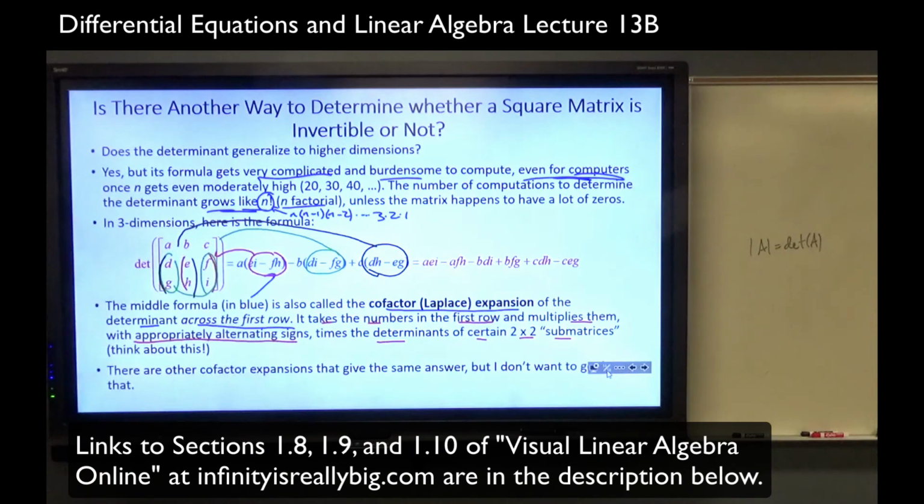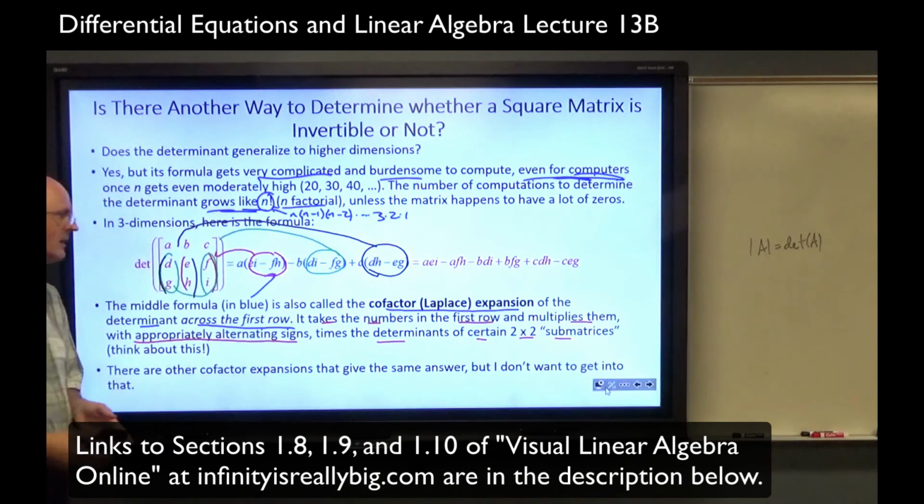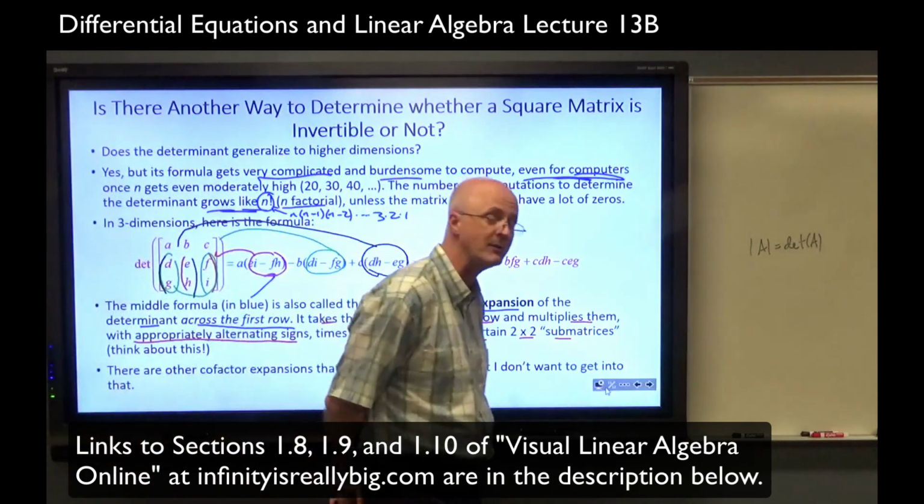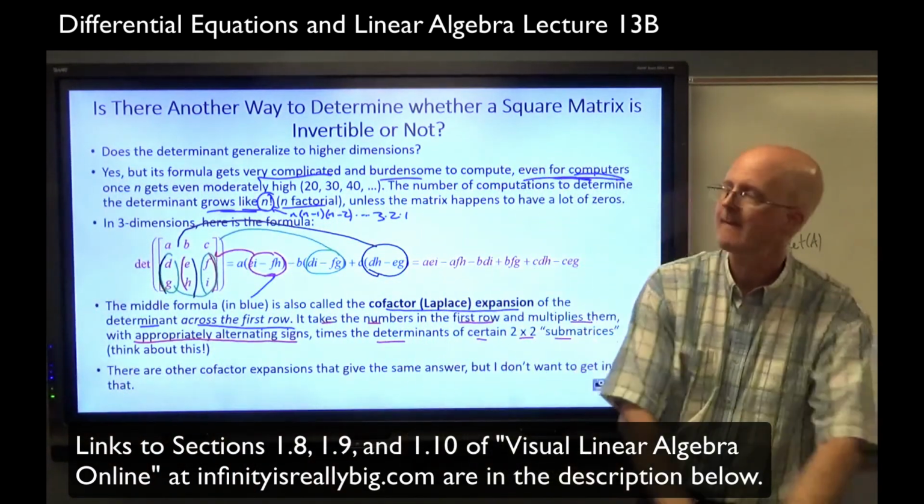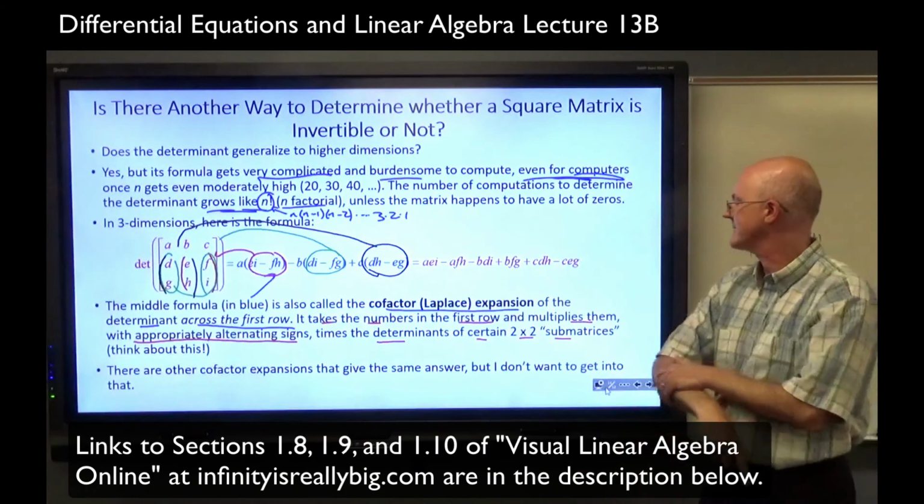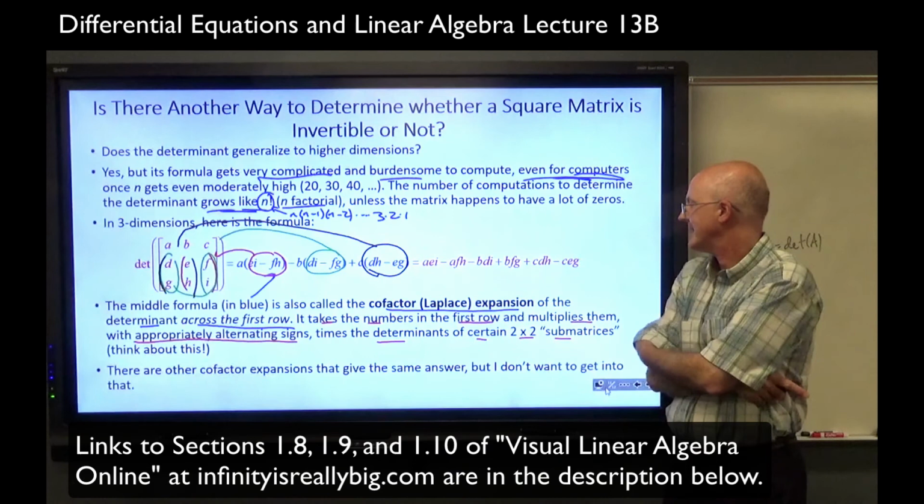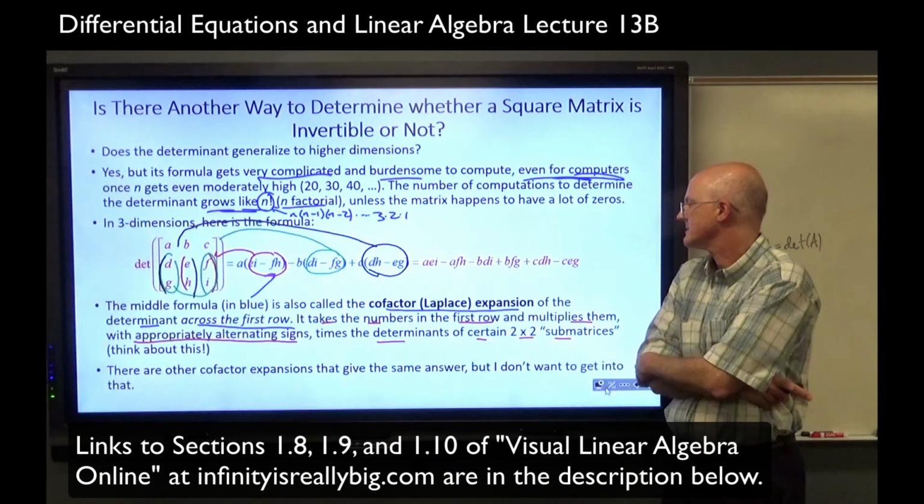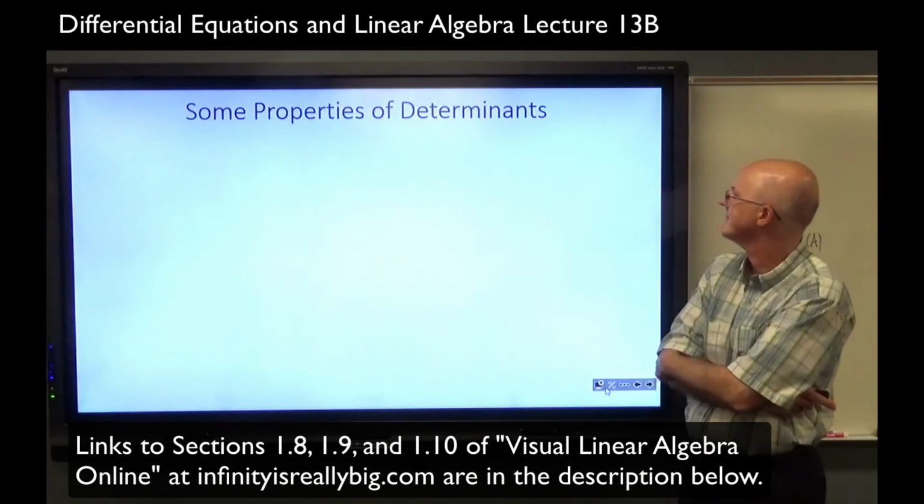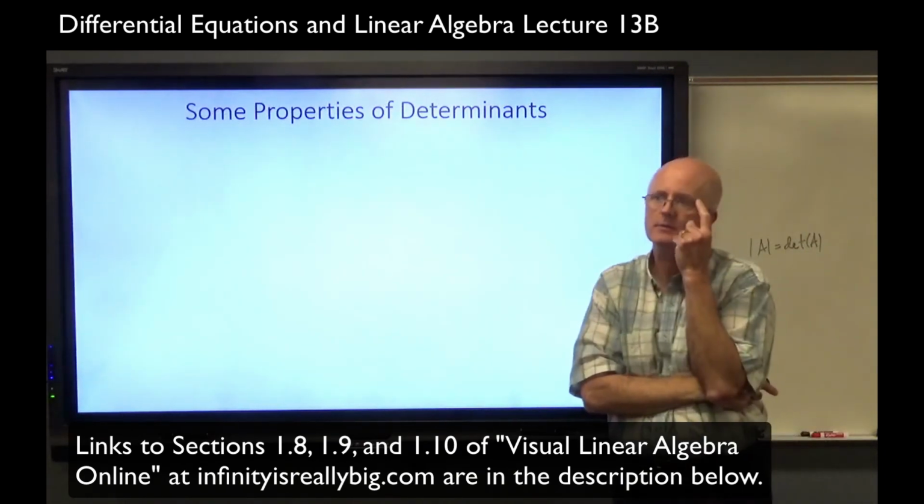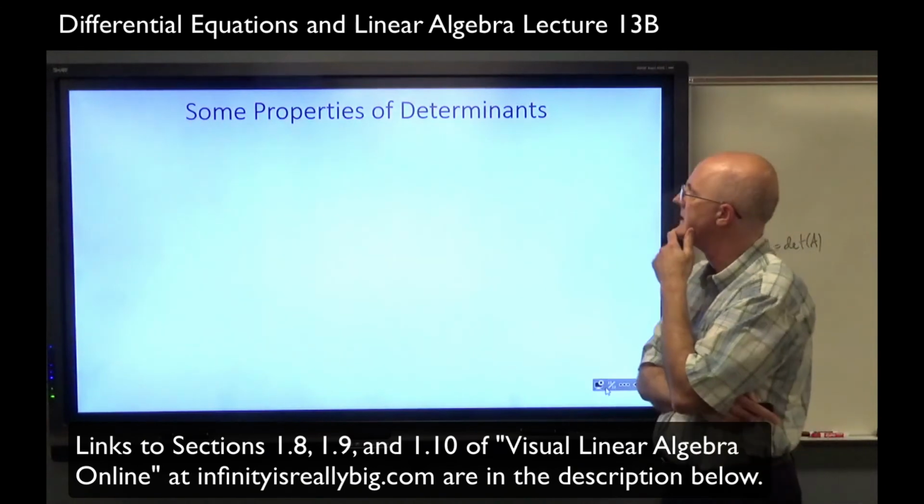There are other cofactor expansions that give the same answer, but I don't want to get into that. Some people do, some people don't. I think these days more people don't than do. Laplace was a mathematician who lived in the 1700s and did a lot of different math, and he had to do a lot of calculations with determinants, so I think, if I recall correctly, he was the first person to think of determinants. It was just a natural outgrowth of the calculations he was doing.